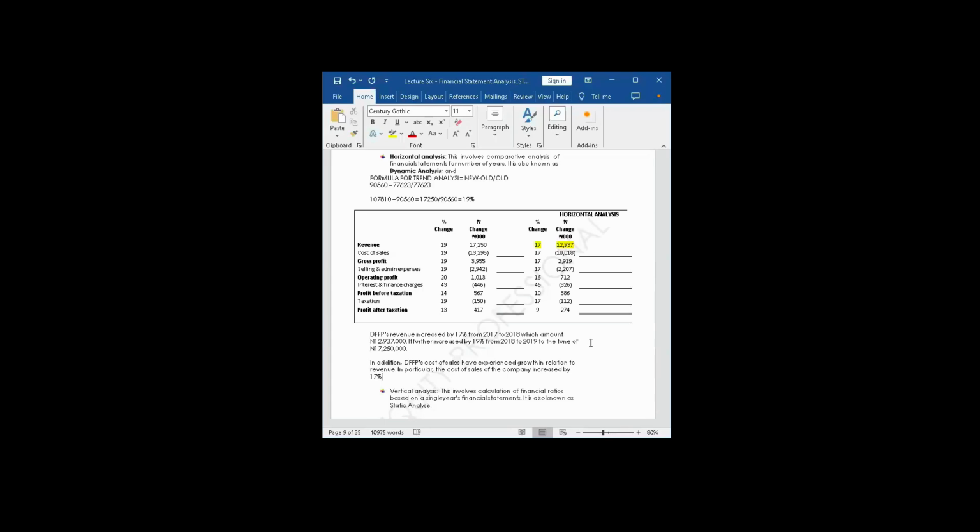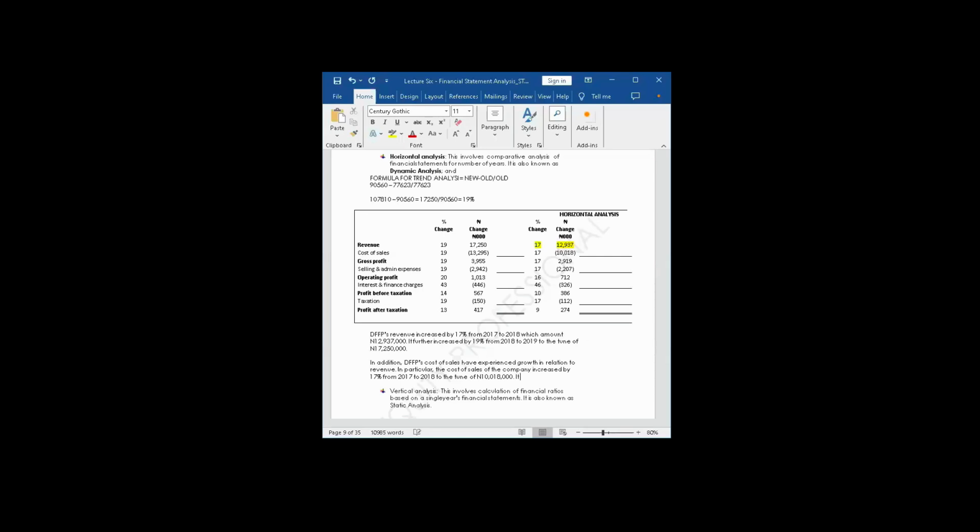Increased by 17% from when? 2017 to what? To 2018, to the tune of what? To the tune of 10 million and 18,000 naira. Okay.